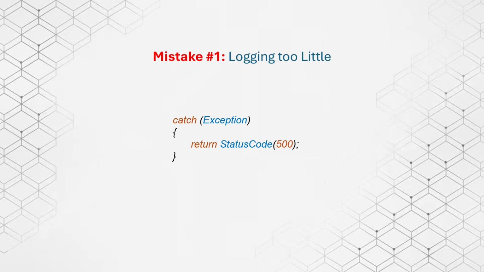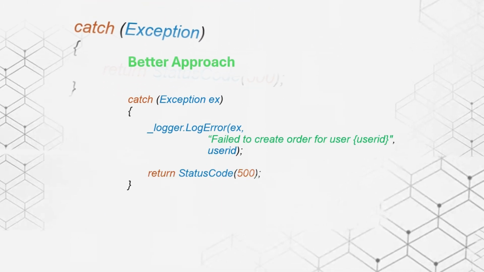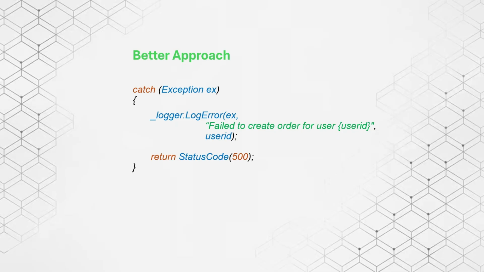A common mistake is returning an error response without recording the exception. The user knows that something failed, but the development team has no useful information about why it failed. Log the exception together with useful context. In this example, the log includes the error details and the user ID related to the failed operation. That makes the issue much easier to investigate later.